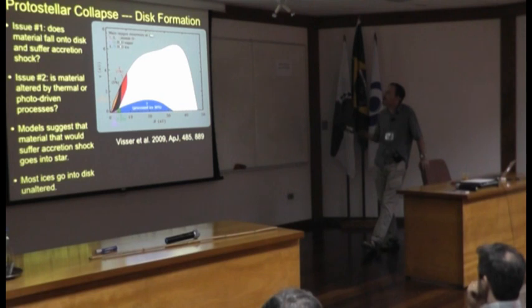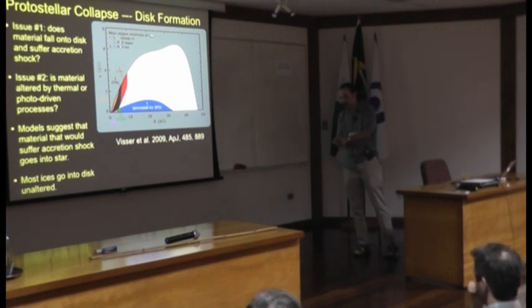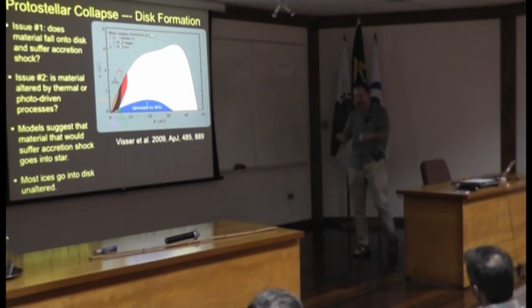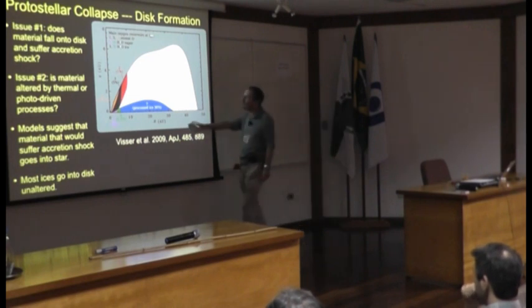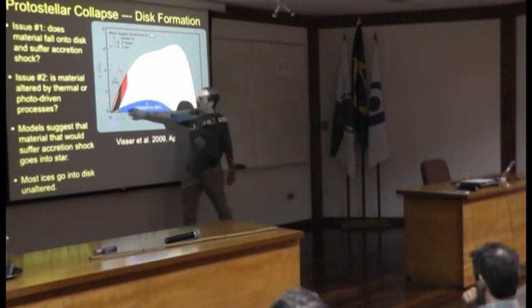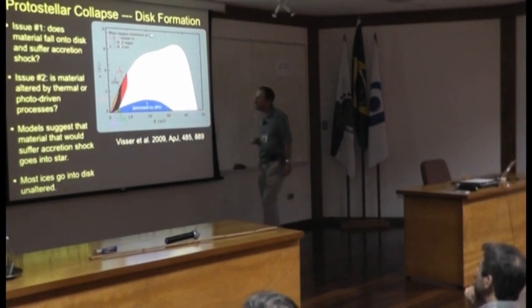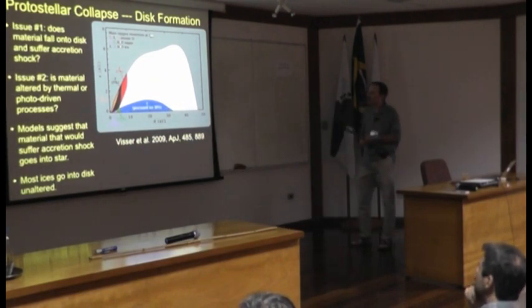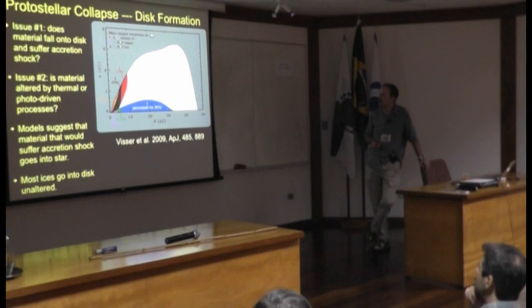Okay? So people have looked at this theoretically, in particular Ruud Visser has taken models of disk formation and looked at what happens chemically as material is supplied to the disk. And he finds that about 30% of the ice might be processed either by photons or something like that, and only a few percent becomes vaporized. All right? Most of the ice falls onto the disk without suffering a shock. And so most of the ice in the models goes into the disk unaltered. And that's consistent with the observations that I just showed you.